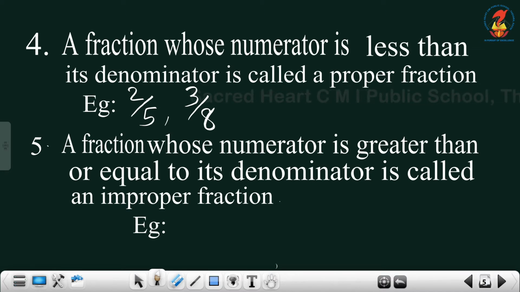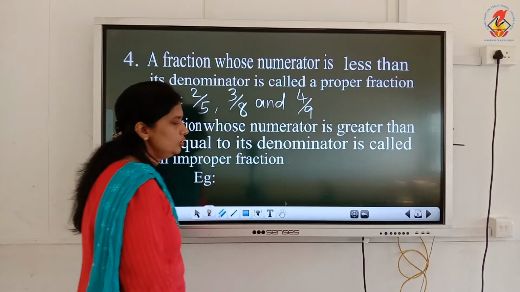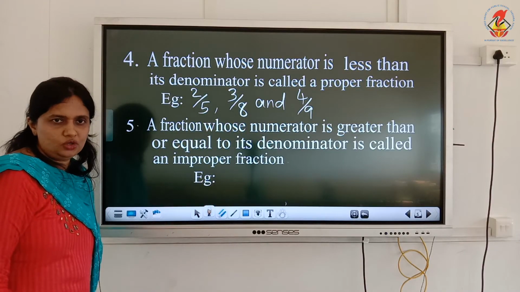And numerator is less than the denominator only. That is also a proper fraction. And I will give you one more. One more is 4 by 9. Here also numerator is less than the denominator.